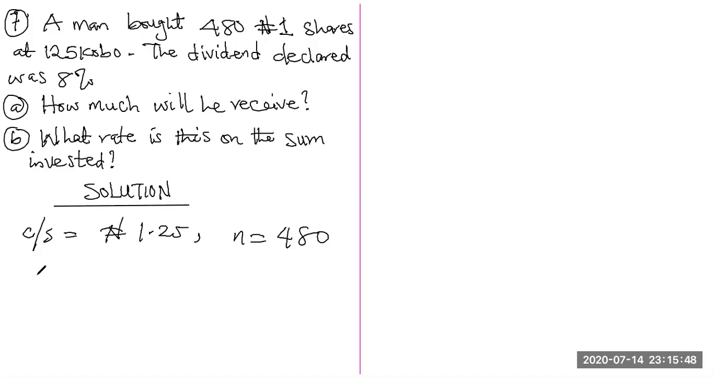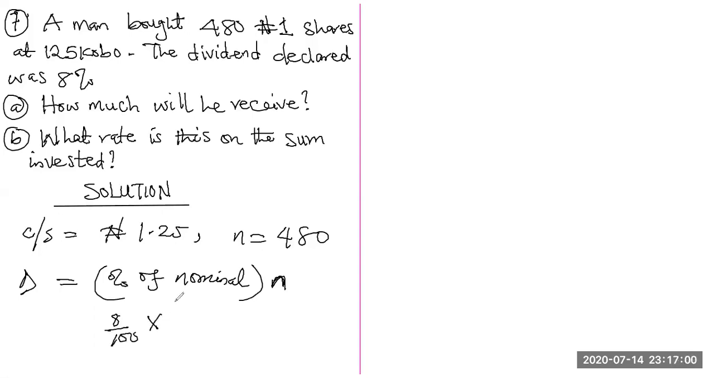So remember that our dividend is the same thing as a percentage of the nominal value. Multiply the nominal value per one share, then multiply by the number of shares. That is our dividend. So they declared 8% dividend. So it's going to give us 8 over 100. Nominal value is what? The nominal value is 1. That is the name of the shares. 1 multiplied by N, and of course our N is 480. So this is our dividend, how much the man receives.